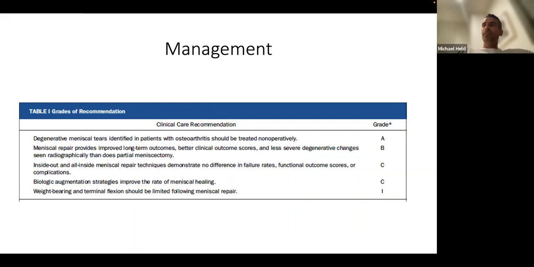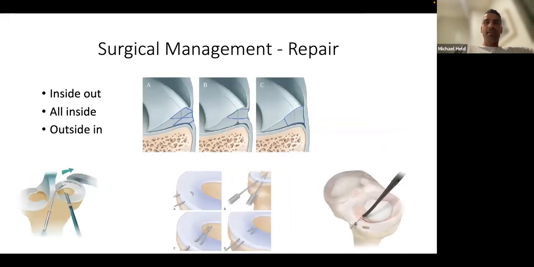It obviously gives your meniscal repair protection, but it delays recovery of the patient. These are the three main ways you can repair a meniscus: inside out, all inside, or outside in. And the main thing that determines that is the location of the tear.